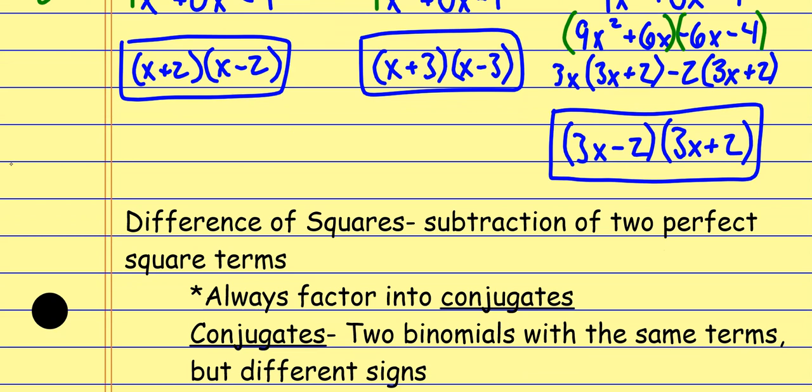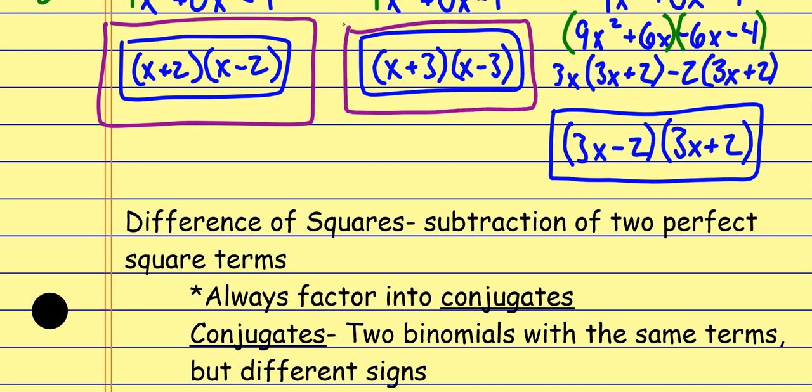And conjugates are basically the same two binomials, but with different signs in between. Here's an example of conjugates right here. X plus 2 and x minus 2. It's the same binomial, but each one has a different sign. One's a plus, one's a minus. Here, this one, x plus 3, x minus 3. Those are conjugates because it's the same binomial, but one has a plus and one has a minus. Here, 3x minus 2 and 3x plus 2. Those are conjugates because it's the same binomial, but one's a plus and one's a minus, all right?